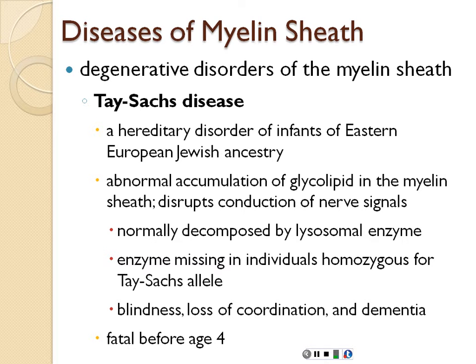Another disorder of the myelin sheath is Tay-Sachs disease. This is a hereditary disorder of infants of Eastern European Jewish ancestry. Here, the degeneration is caused by an abnormal accumulation of a particular type of glycolipid within the myelin sheath. Again, that's going to affect the signal conduction of those fibers. This one is fatal before the age of 4, so you don't see adults with Tay-Sachs.